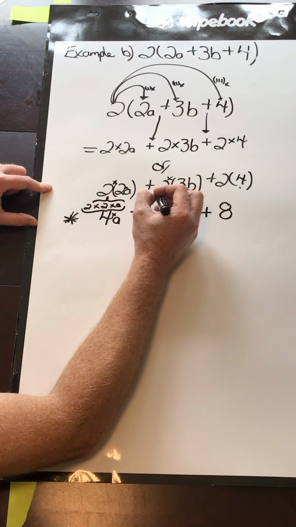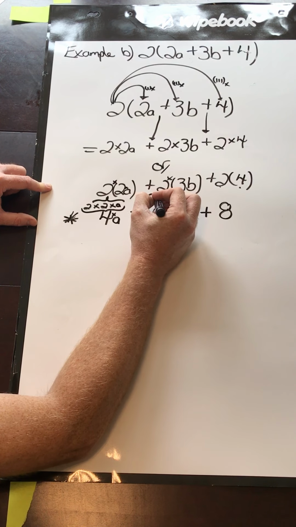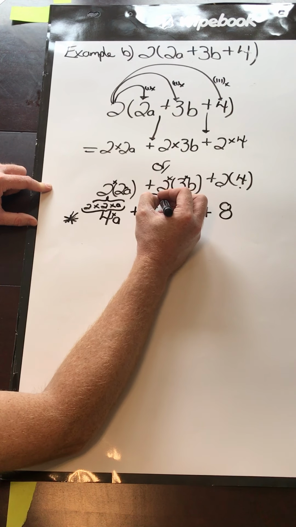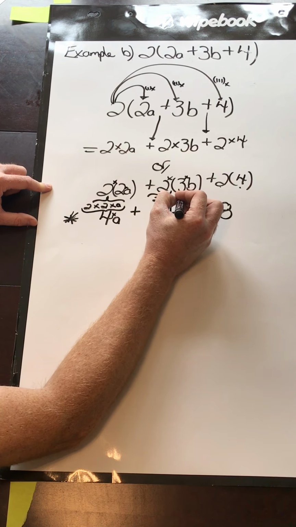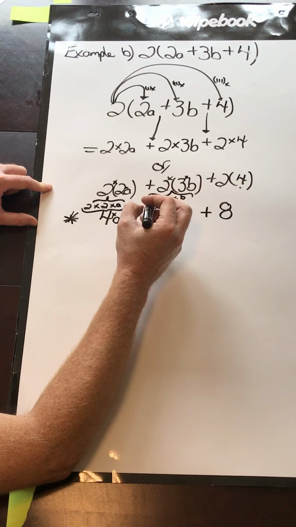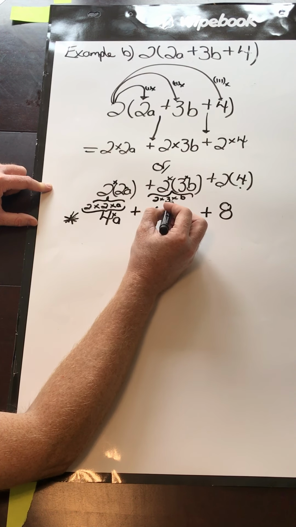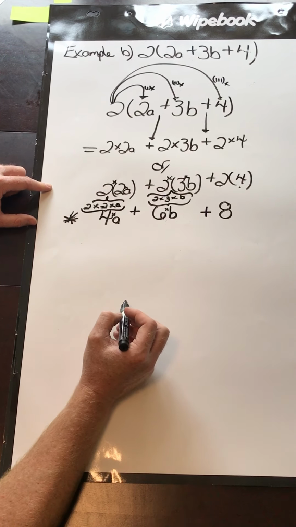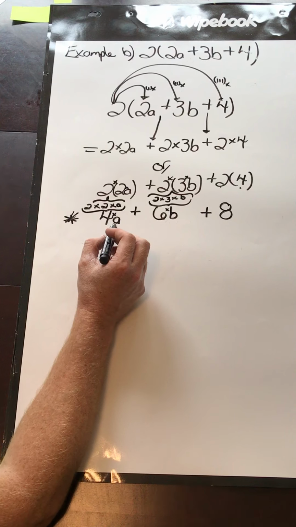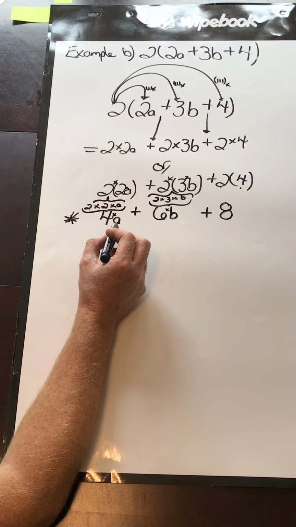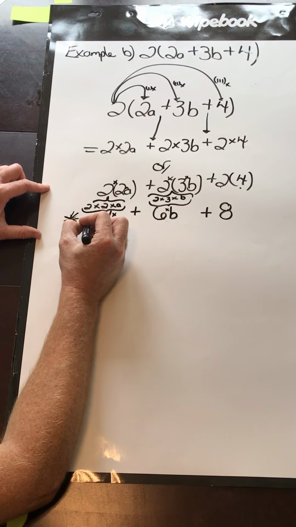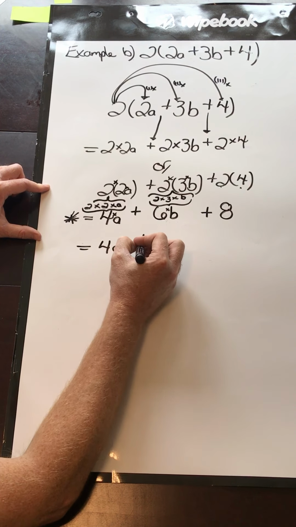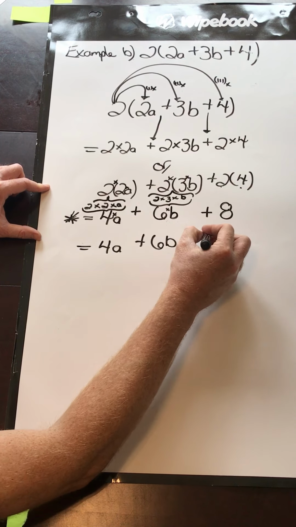This one would actually look like, because there's a little itty bitty times between the 3 and the b, 2 times 3 times b. Well, 2 times 3 is 6, times b is equal to 6b. And that's why we are able to multiply not like terms. Okay, so we're simplifying that, and now we look at this. I'm just going to rewrite it. So we have 4a plus 6b plus 8.